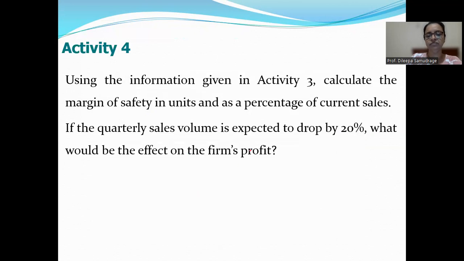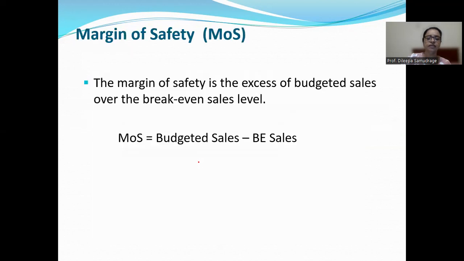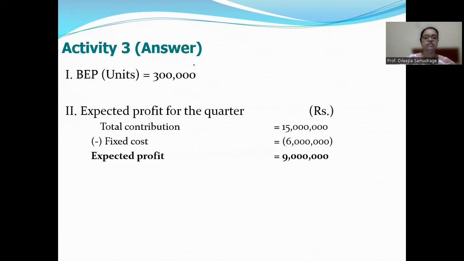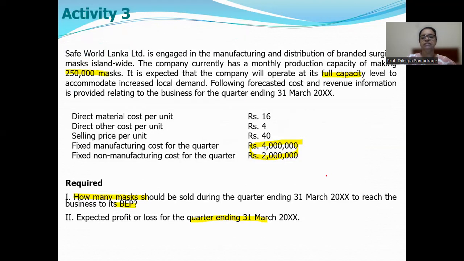Okay, please do this one. Using the information given in activity 3, calculate the margin of safety in units and as a percentage of current sales. Activity 3, find out the margin of safety. You know the break-even sales, that is 300,000 units. Expected sales is how much? What is the expected sales amount?